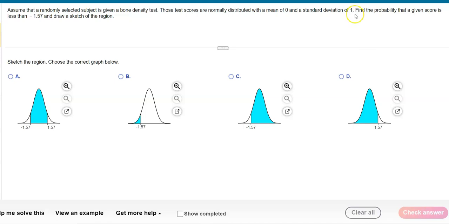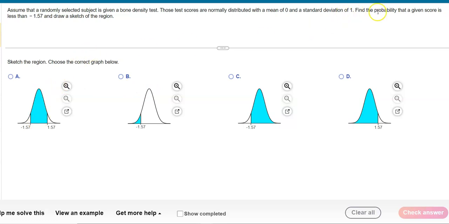So the first thing it's asking us to do is sketch the region that we're talking about by choosing the correct graph below. So remember, a normal distribution is a bell-shaped curve where the mean is directly in the middle, right where the highest point of the curve appears. So here, all of these graphs in letter A through D show a normal distribution where 0 would be right in the center, right where the highest point of that peak of the curve goes.